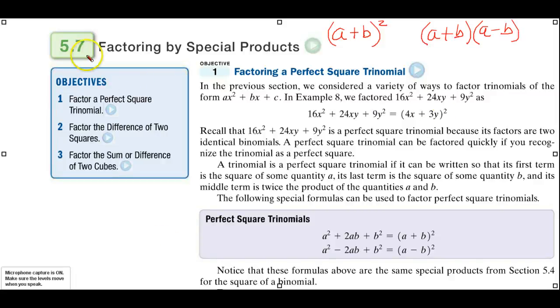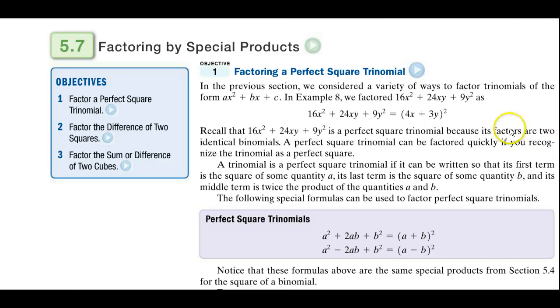In section 7 of chapter 5, we're going to take a look at factoring those special products that we got when we squared this binomial to get a perfect square trinomial, and then when we multiplied conjugates to get the difference of perfect squares, and then we're also going to introduce a few more. So with that in mind, let's take a look at what we have here.